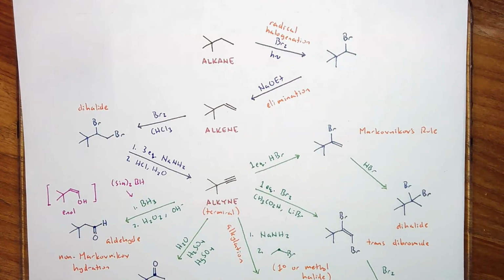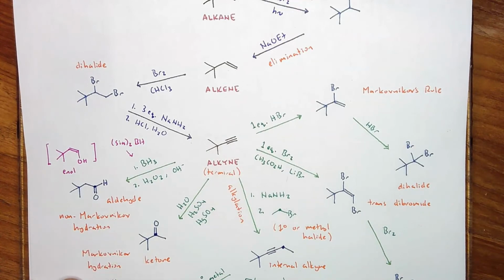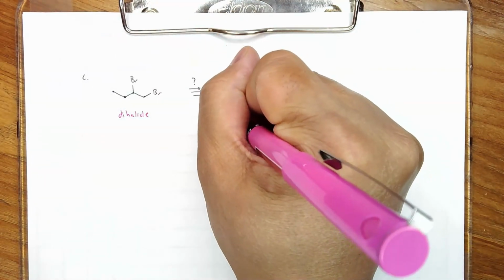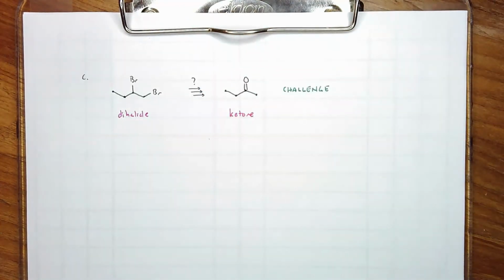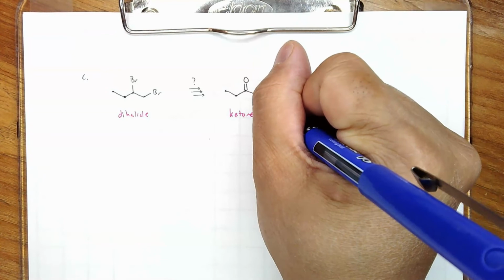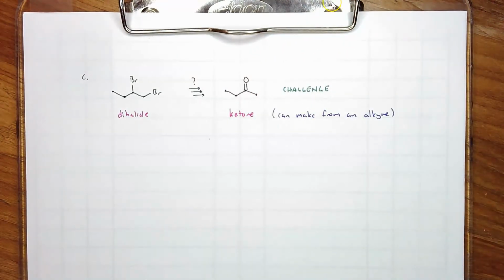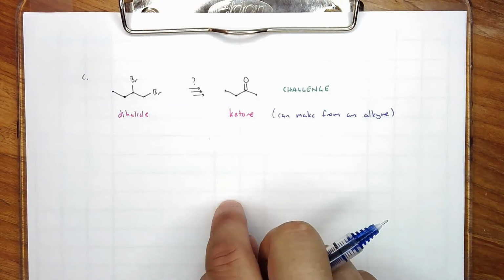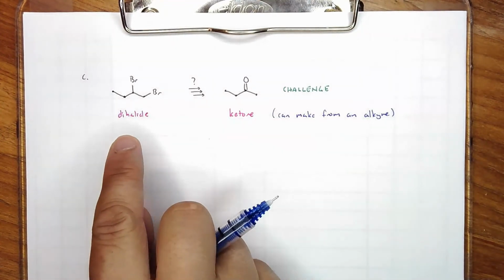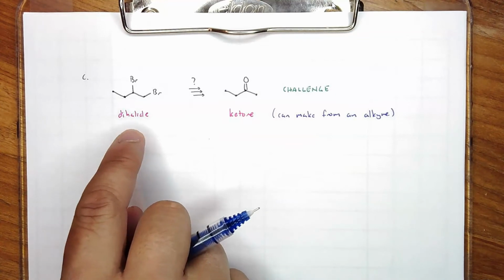But we do have these 2 molecules here, an aldehyde and a ketone. So in both these cases, we are doing a type of hydration because we're adding oxygen and 2 hydrogens. So here we have a ketone, and we have to be able to recall that we can make a ketone from an alkyne. So probably the last reaction is an alkyne to a ketone, one of the trickier reactions to remember. And we have a way to go forward because we could form an alkyne from a dihalide.